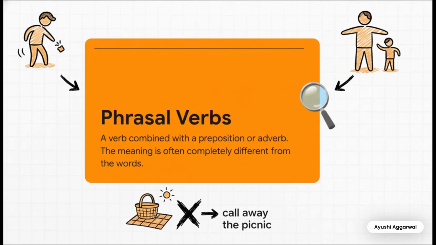You know, those little combinations like give up or look after that can be so confusing because their meaning is totally different from the individual words. Here, the sentence says, the students decided to call away the picnic. Does that sound right to you?